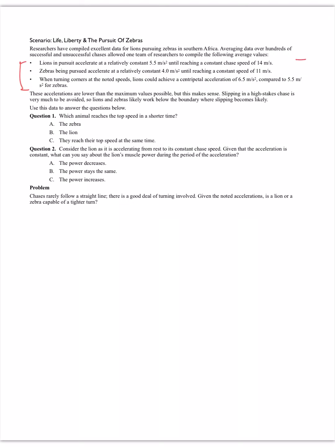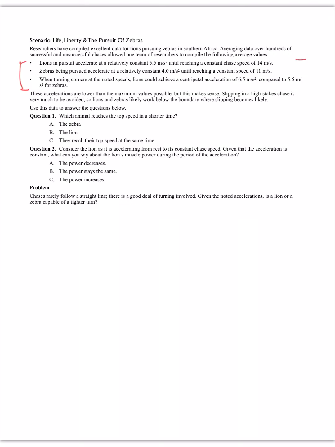Question 1, which animal reaches top speed in a shorter time? Well, we're told lions accelerate at 5.5 meters per second squared. Zebras accelerate at 4.4 meters per second squared. Lions reach a top speed of 14 meters per second. Zebras reach a top speed of 11 meters per second.